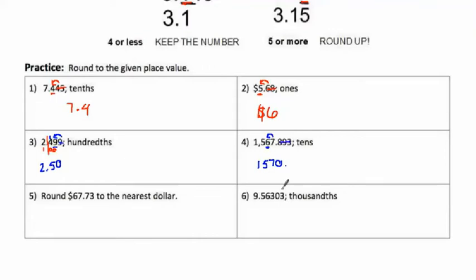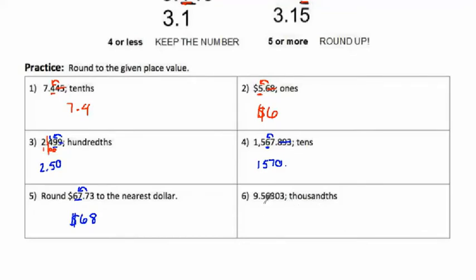I don't need it. This one here, I'm rounding it to the nearest dollar. Well, here's the dollars that I have here, $67. Now I have these 73 cents. So I'm going to look behind. The 7 back here is 5 or above, so I'm going to give the 7 a shove, so it becomes $68 instead of 67.